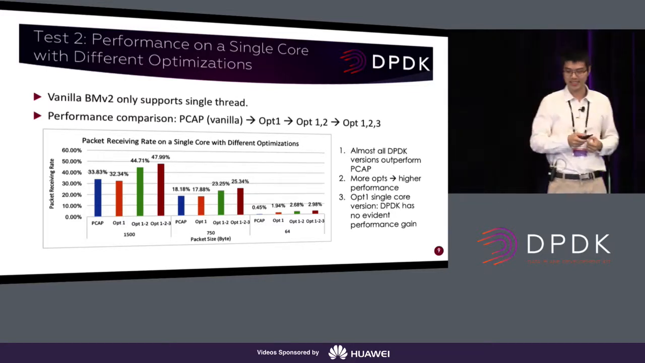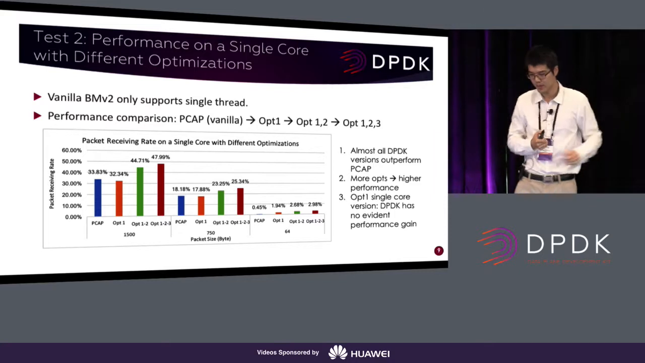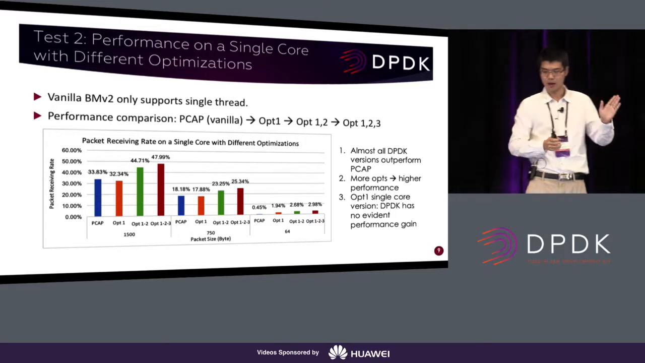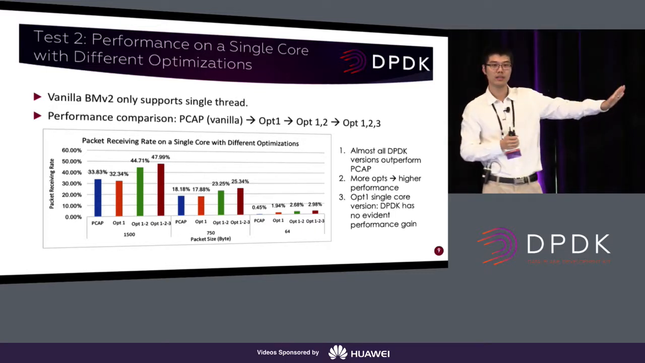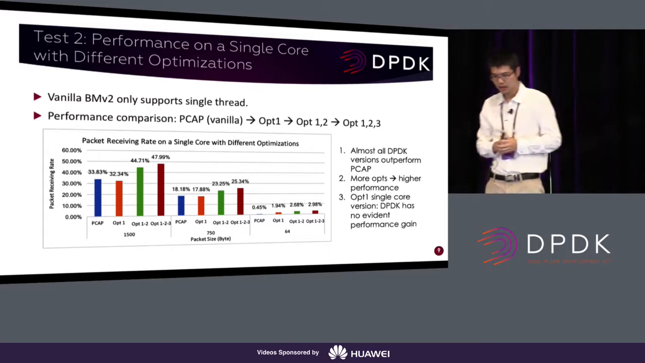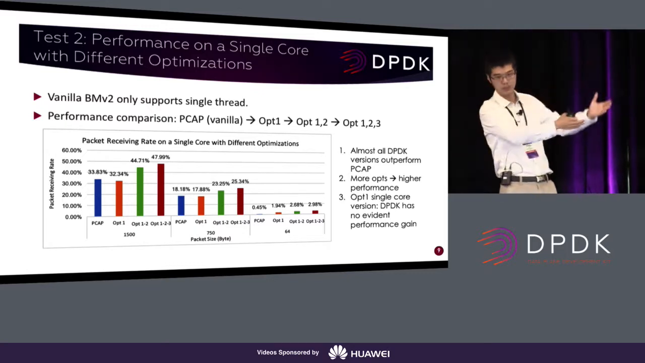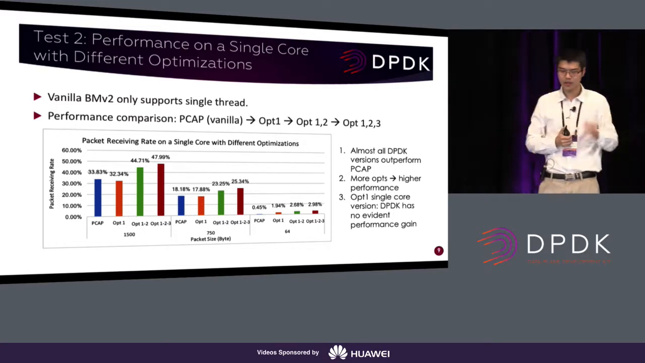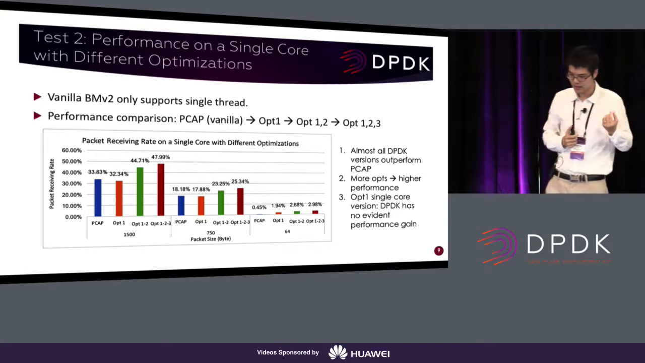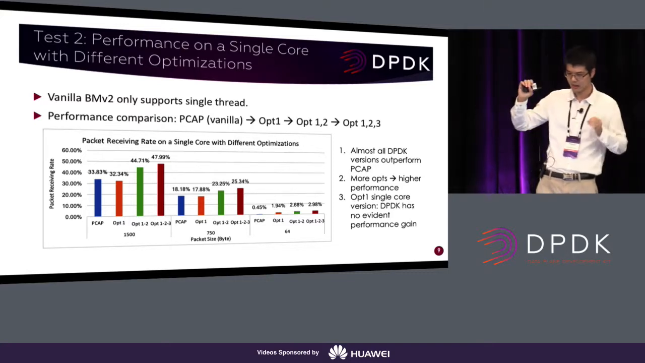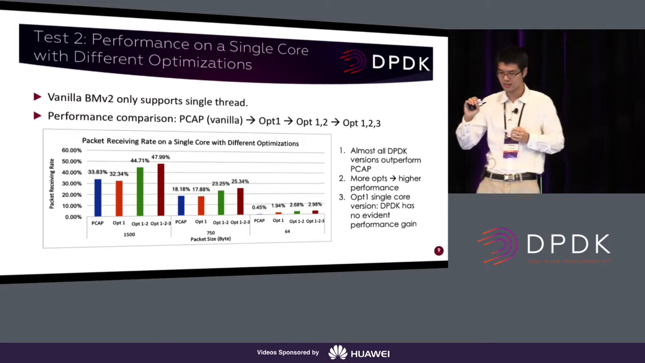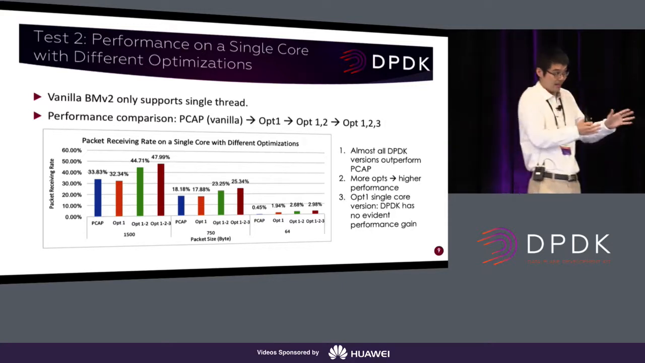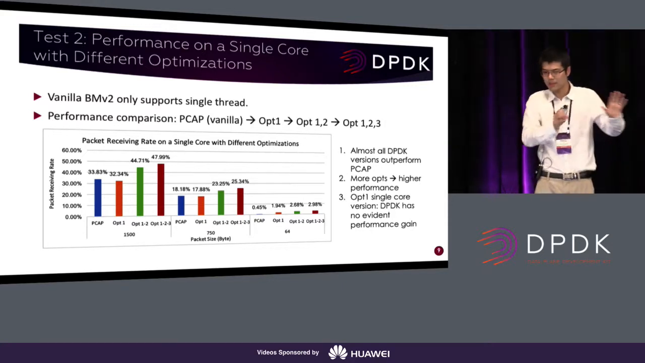There are three key observations here that I wrote on the right-hand side. Within each packet size group, almost all DPDK versions outperform the original PCAP version. And the more optimization that we apply, the higher performance we can gain. If you look at the blue bars and the orange bars, they are almost the same, with the orange bar a little bit down. This is because we are only running a single core. DPDK is not showing any advantage on a single core, and maybe it has some overhead.